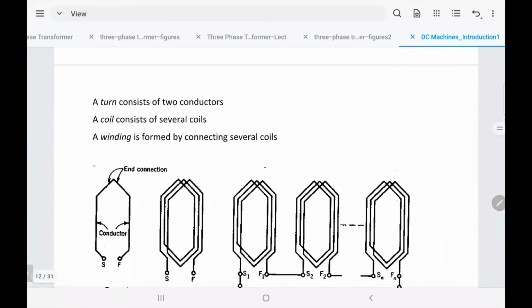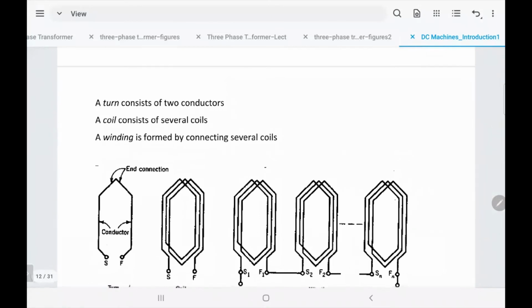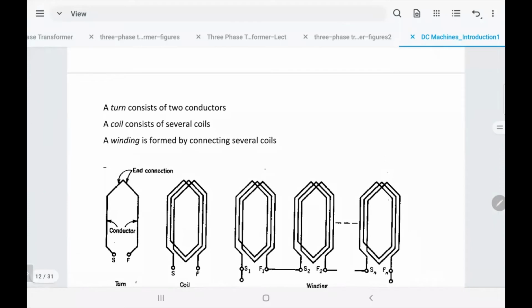How they connect the windings. But before we say how they connect, I want you to take care of some terminology used with any machine. You will hear the word turn. What is a turn? A turn is like that: two conductors connected, we call it one turn. That's the turn. It has two conductors. Coil: a coil has several turns.